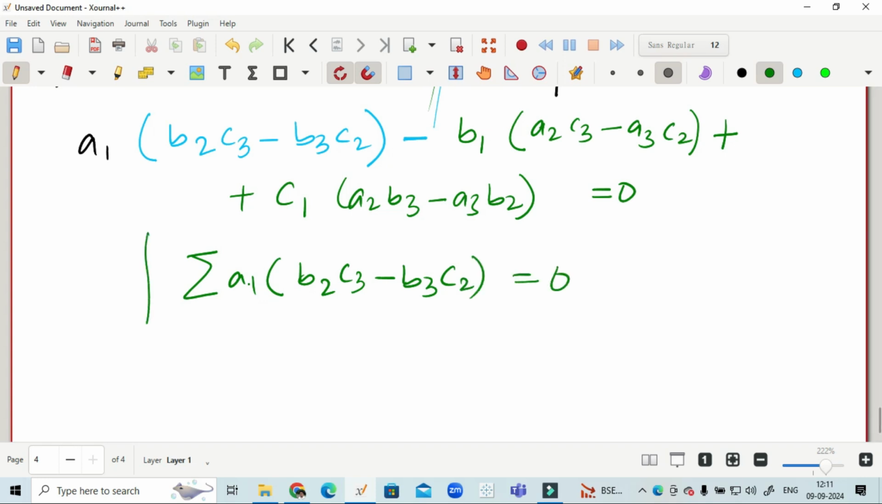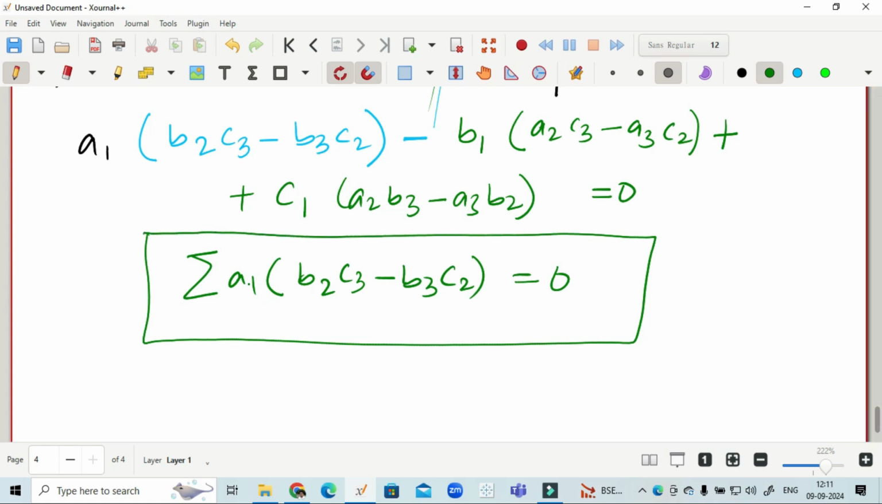In competitive exams like MSET, Mains and JEE Advanced, we directly use the determinant to find the concurrency. So that's it in this video. What we have learned is the condition for concurrency of three lines, and we have proved the theorem.